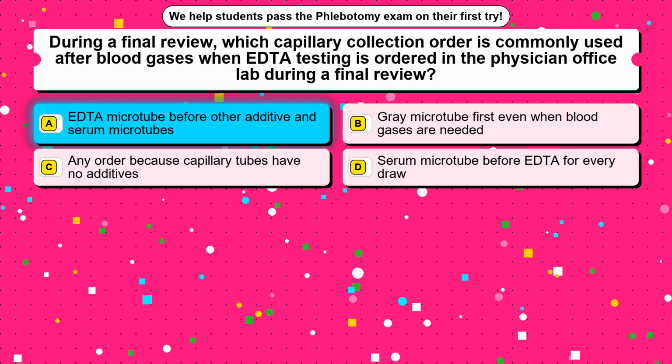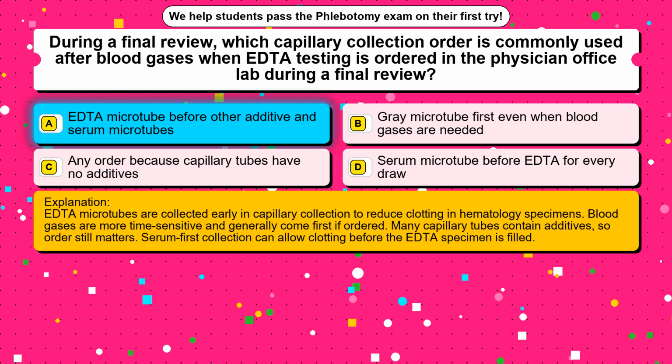EDTA microtube before other additive and serum microtubes. EDTA microtubes are collected early in capillary collection to reduce clotting in hematology specimens. Blood gases are more time sensitive and generally come first if ordered. Many capillary tubes contain additives, so order still matters. Serum first collection can allow clotting before the EDTA specimen is filled.